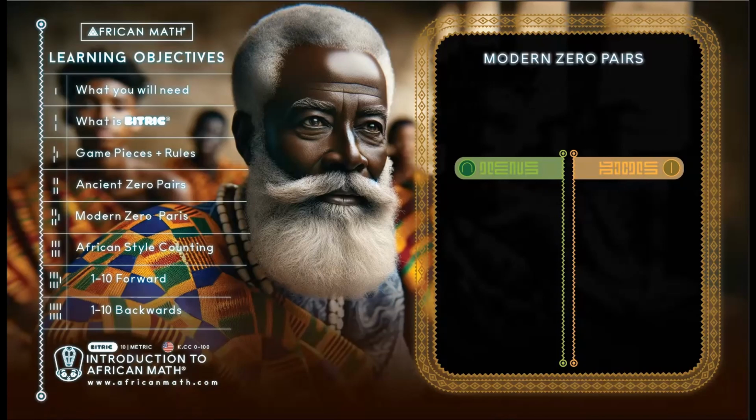So we went through what you're going to need. Now you've got an idea of what BITRIC is. You know your game pieces and the rules, but we're going to get a little deeper into the rules. And now that you know about our ancient zero pairs, we can jump more into the modern zero pairs. Remember earlier where we showed you the game pieces? I'm going to bring them back out. Remember your math link cubes and your snap blocks.